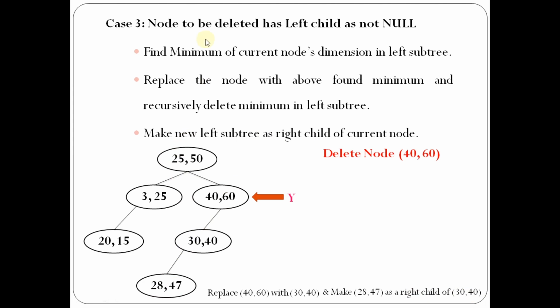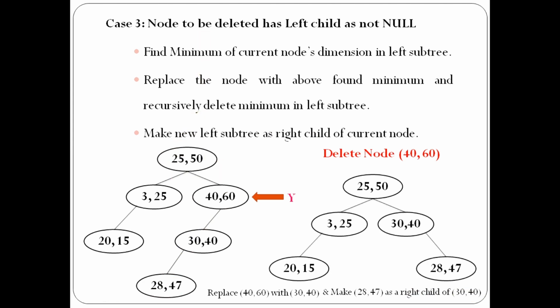So after applying all the steps and deleting the node (40, 60), our tree looks like this. We have removed the node (40, 60). It is replaced by the node which has the minimum value in the left subtree, so it is replaced by (30, 40), and the left subtree becomes a right child. The left subtree, that is (28, 47), becomes the right child for the node (30, 40). These are the three cases that are applicable while deleting from a multidimensional tree.